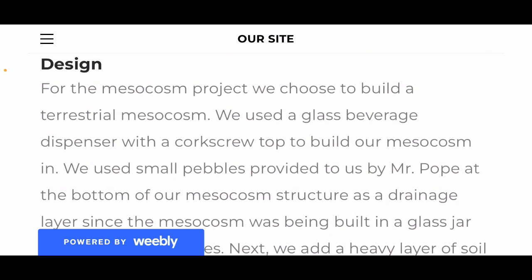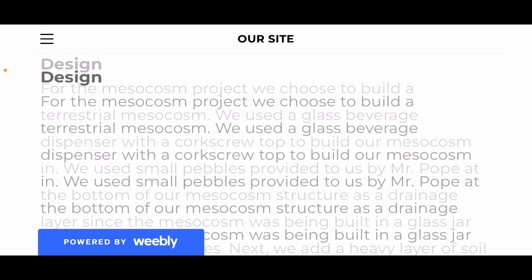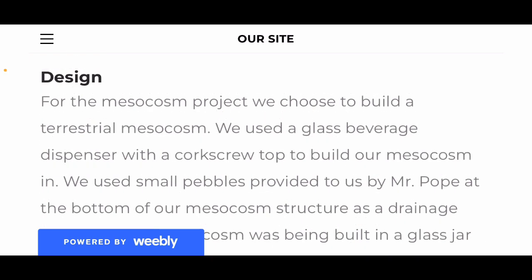Hello there. For the Mesocosm project, we chose to build a terrestrial mesocosm. We used a glass beverage dispenser with a corkscrew top to build our mesocosm in. We used small pebbles provided to us by Mr. Pulp as the bottom of our mesocosm structure, as a drainage layer, since the mesocosm was being built in a glass jar with no drainage holes.